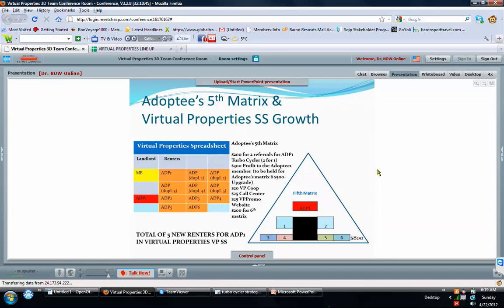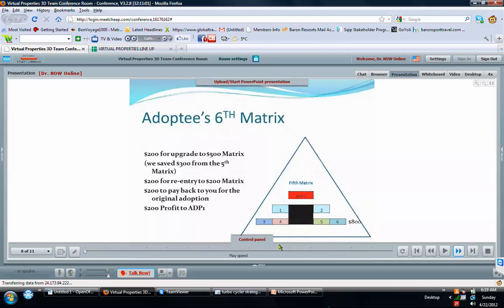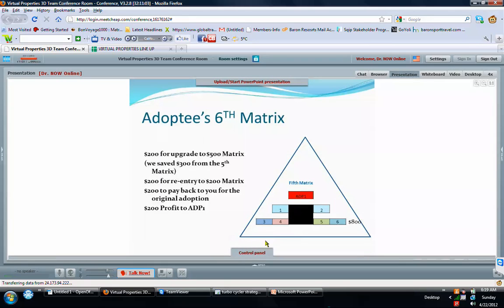There's also, again, we're going to take some money away here for those little fees, and then $200 is going to be for the 6th matrix, because you're also going to the next matrix. You always are going to a new $200 matrix. So now, the next thing that happens is your adoptee's 6th matrix.